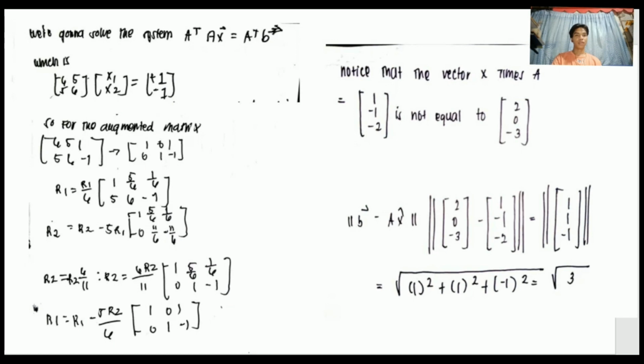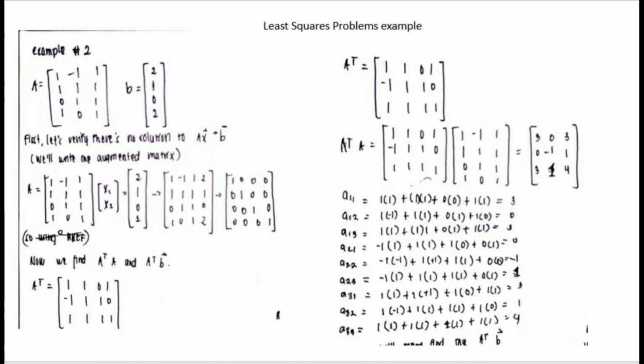So as we analyze these answers, we can see that the 1, negative 1, and negative 2, which is our b, is not equal to negative 2, 0, and negative 3. So this just indicates that the vector 1, negative 1, and negative 2 is square root of 3 units from the vector 2, 0, negative 3.